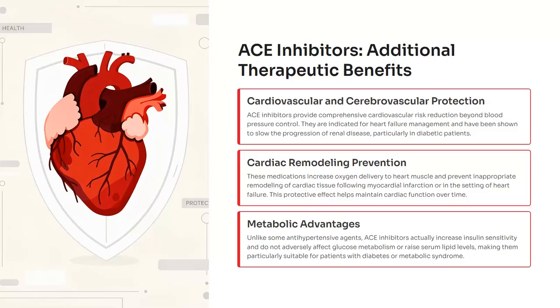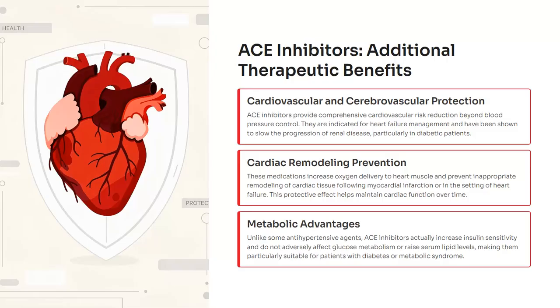So remember that ACE inhibitors are indicated for heart failure management, and they've been shown to slow the progression of renal disease, especially in diabetic patients. They're also used for cardiac remodeling prevention. They increase oxygen delivery to the heart muscle and prevent any inappropriate remodeling of cardiac tissue following a heart attack or in the setting of heart failure. This protective effect helps to maintain cardiac function over time.